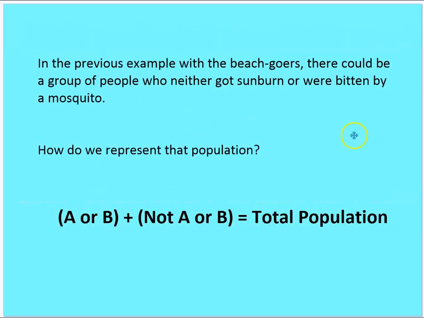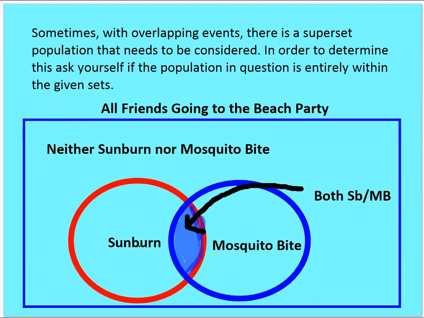All right. So in the previous example with the beachgoers, there could be a group of people who neither got sunburned nor bitten by a mosquito. How do we represent that population? So A or B plus not A or B equals the total population. We're going to draw this big rectangle around the two circles. So I have neither sunburn nor mosquito bite. It would be the complement of sunburn and the complement of mosquito bite, the intersection of the two. So I have sunburn, mosquito bite, sunburn and mosquito bite, and neither sunburn nor mosquito bite. All right.